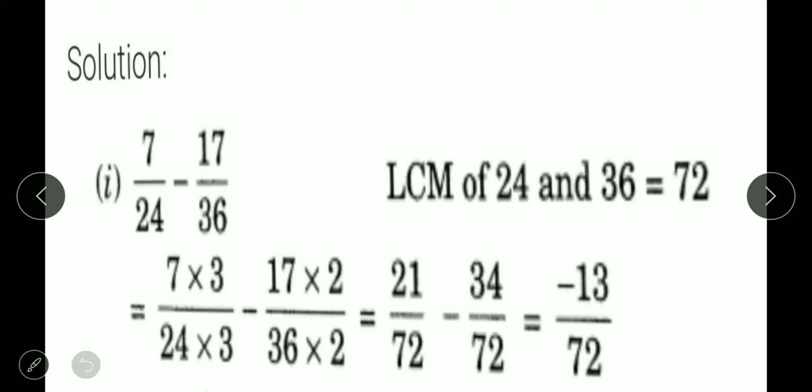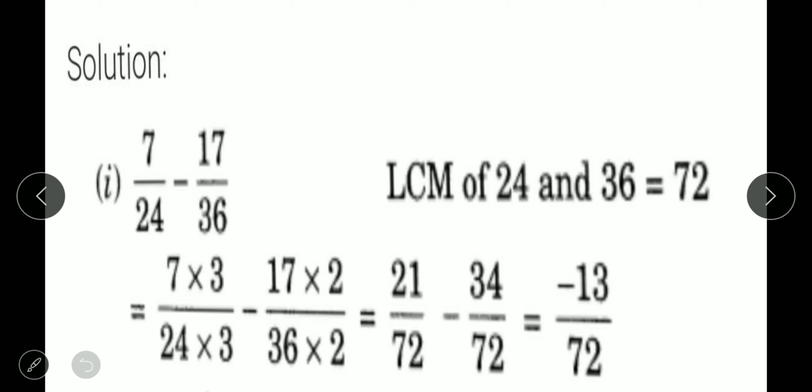So, come to the first part, 7 upon 24 minus 17 upon 36. First we have to make the denominators equal. Only a single sign is there, so no need to make two signs into a single sign. So now we have to take the LCM. The LCM of 24 and 36 is 72. In the tables of 24 and 36, 72 is common. It means now we have to make the denominator 72.